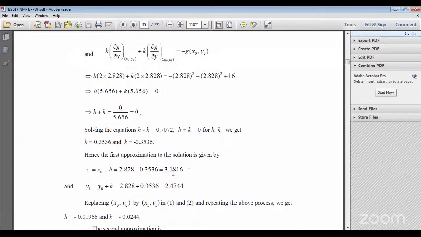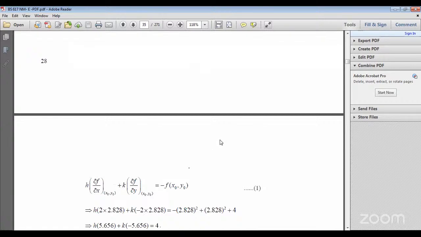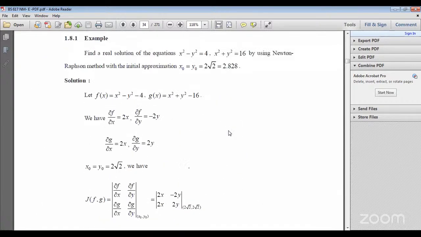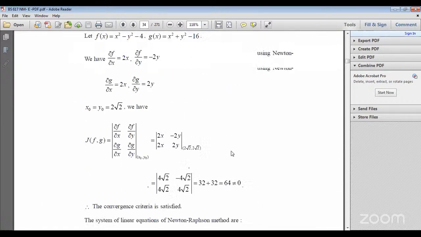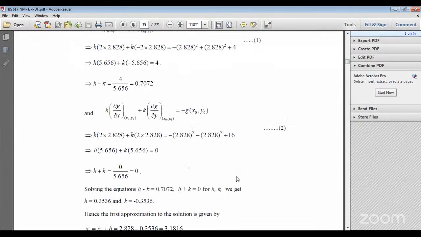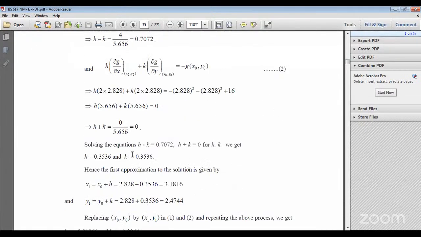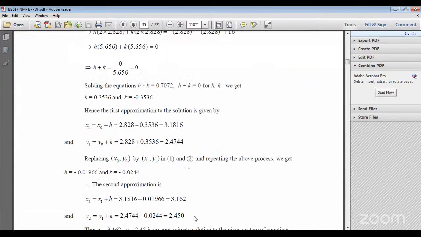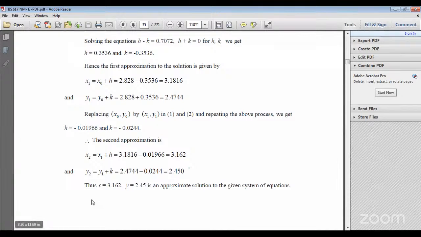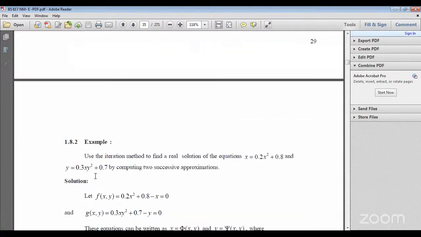So the first approximation is given by x1 equal to x0 plus h, where x0 you know is 2.828, minus h value, and similarly y1. Repeating the above process with x1 y1 in equations 1 and 2, the second approximation is x2 y2. We can do the same with the values here.